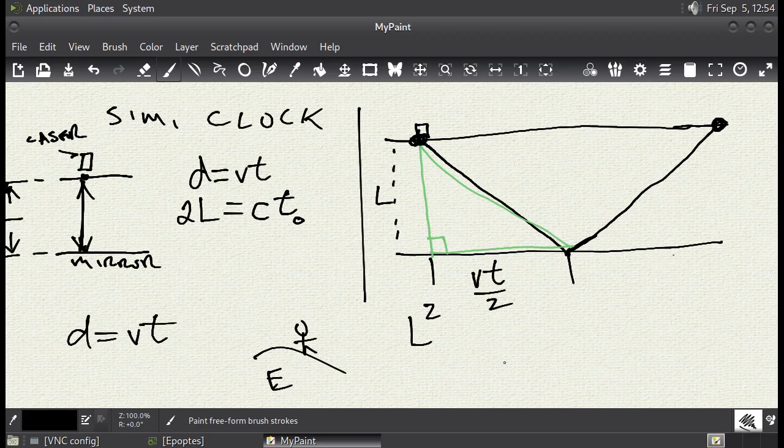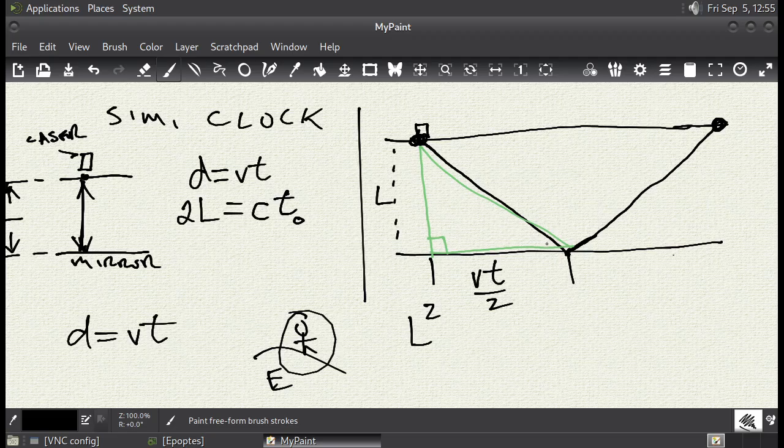Okay? So now, let's also do the hypotenuse here. Okay? By the way, this t, notice I did not put a naught on it. Why not? Because, excuse the pun, why not? Because this t is measured by the person on Earth. Therefore, this is time dilated t. Okay?